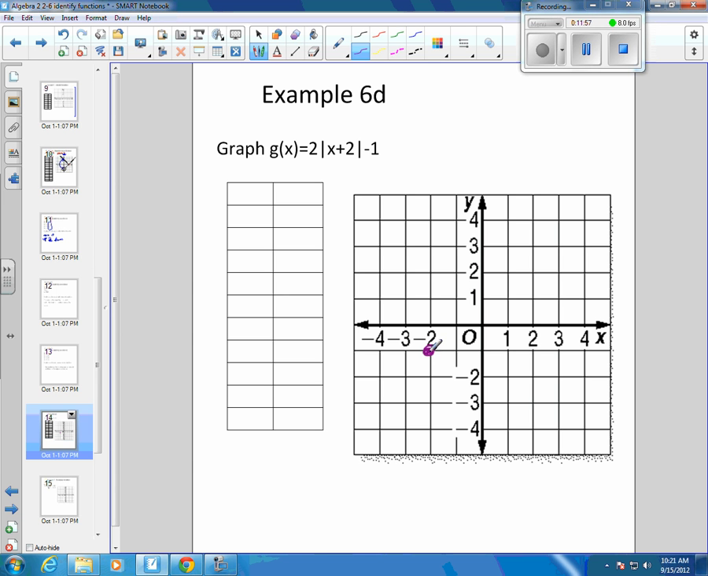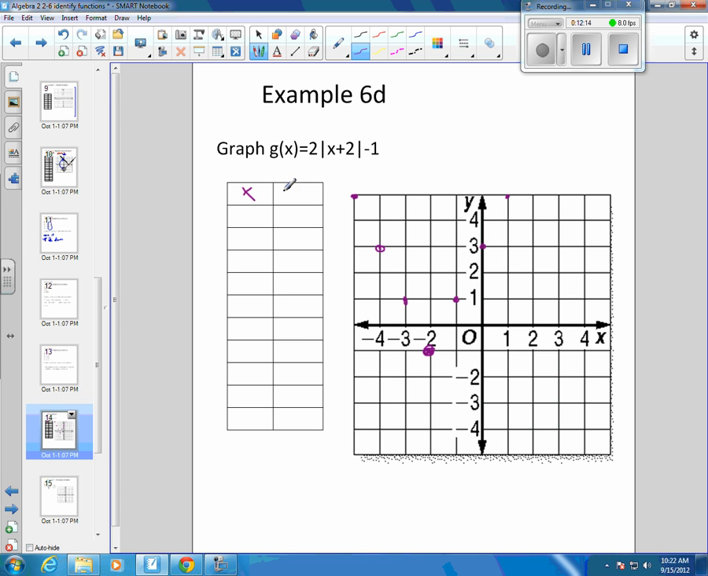And then our slope is going to be a positive 2. That means up 2, forward 1, up 2, forward 1, up 2, forward 1. And we have the negative part to that, so it's up 2, back 1, up 2, back 1, and up 2, back 1.